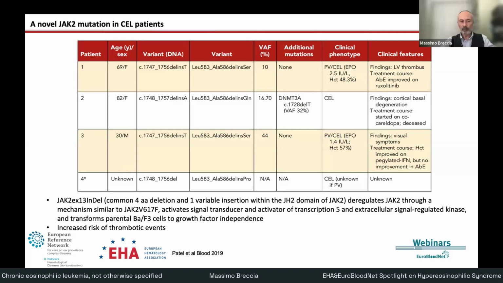In these patients, this mutation may transform parental BaF3 cells to growth factor independence, activating the JAK-STAT pathway. So our patient is very peculiar because he meets the criteria for CEL-NOS, but together with polyglobulia, and so is at increased risk of thrombotic events. It is important to find the JAK2 mutation because ruxolitinib can act in this type of mutation.